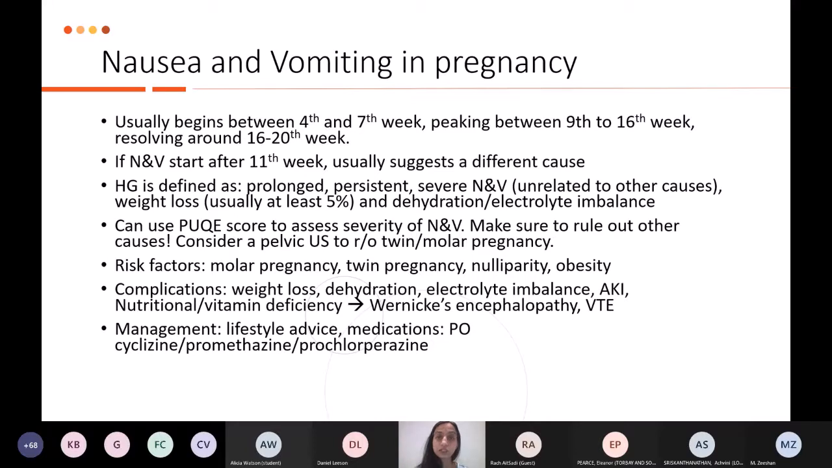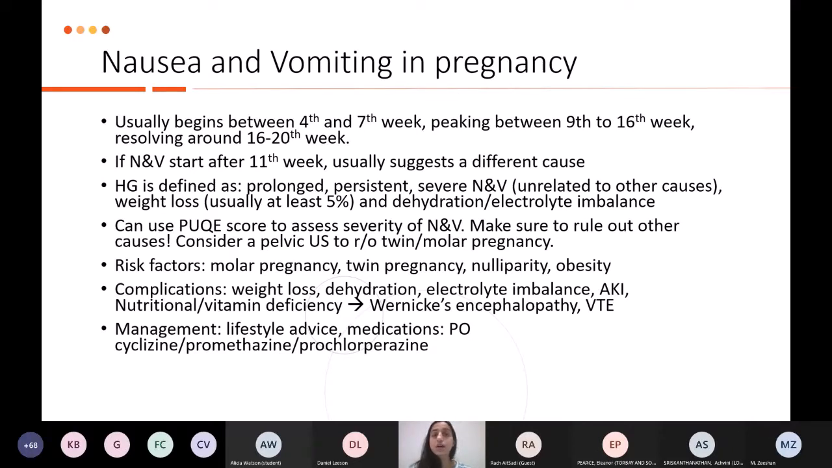In terms of risk factors for hyperemesis gravidarum, it can often be a sign of a molar pregnancy or twin pregnancy. So often the thinking is that having a higher HCG level, which is what you get in those two differentials, can cause the more severe nausea and vomiting rather than just normal nausea and vomiting in pregnancy. So that's why we often do an early ultrasound scan on women who present with nausea and vomiting in pregnancy. In terms of complications, like you said, we can get weight loss, dehydration, electrolyte imbalance, and AKI.